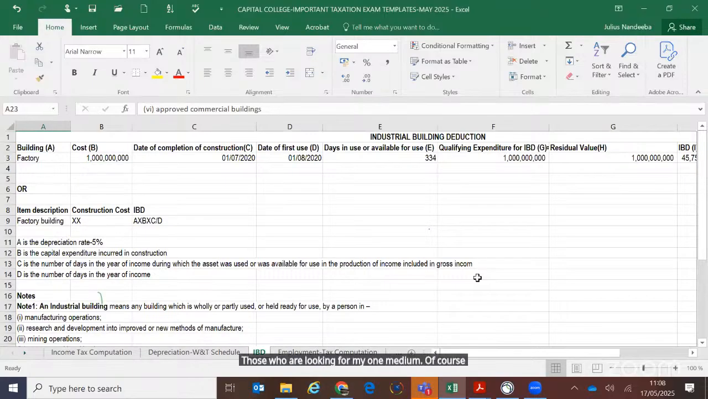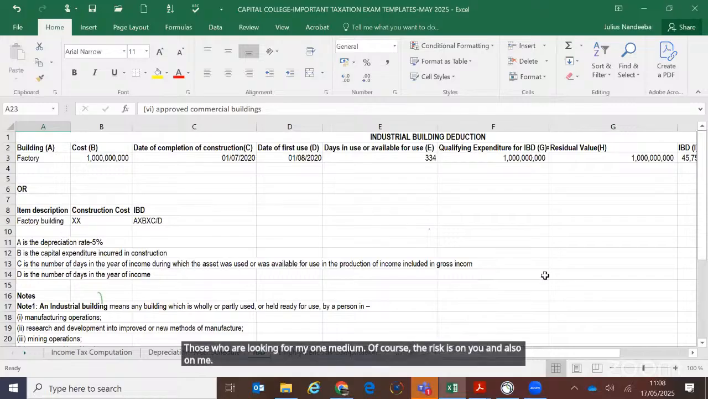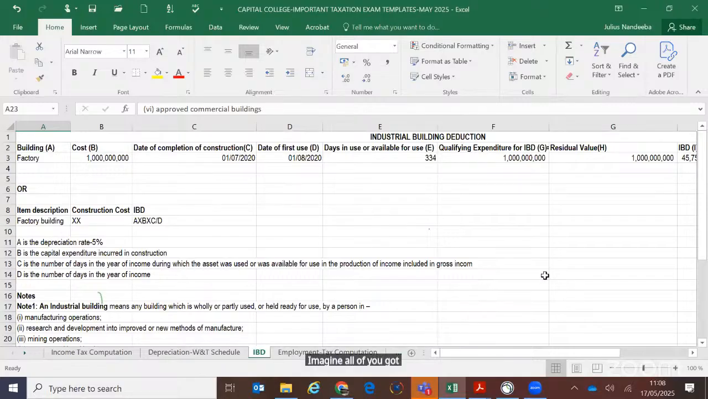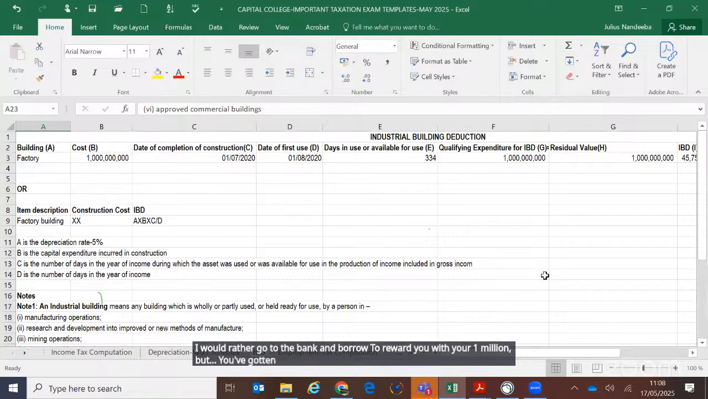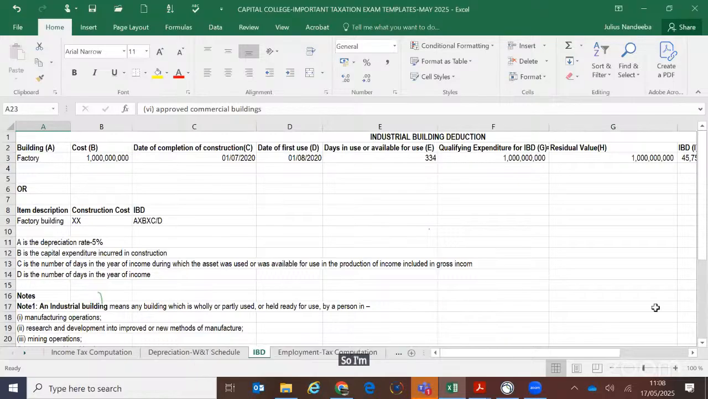Of course, the risk is on you and also on me. Imagine all of you got 80% and I have to part with 1 million for each of you. That will be very draining. But I pray that all of you get 80%. I would rather go to the bank and borrow to reward you with your 1 million, but you've gotten your 1 million. So I'm going to get your questions.